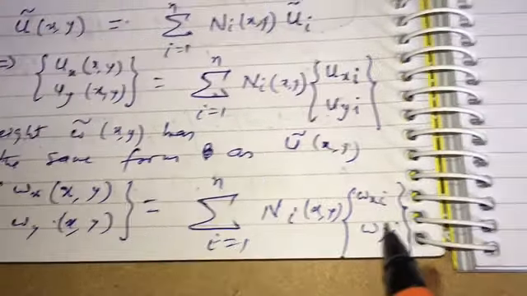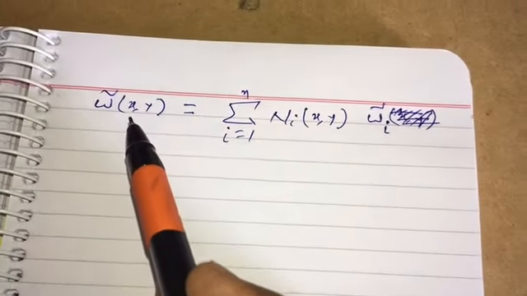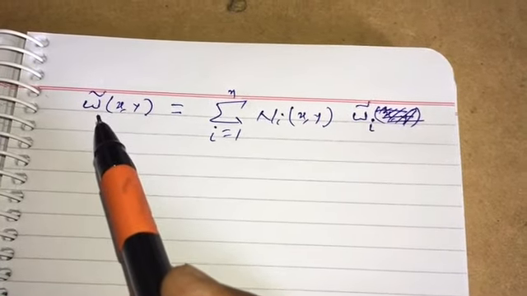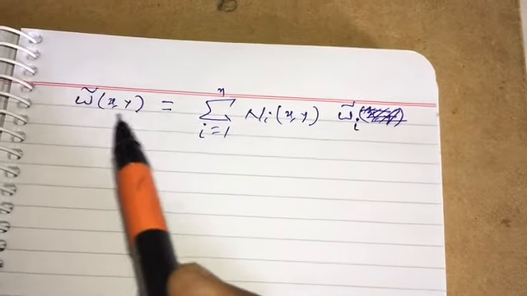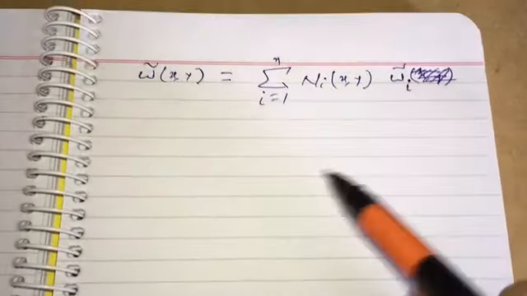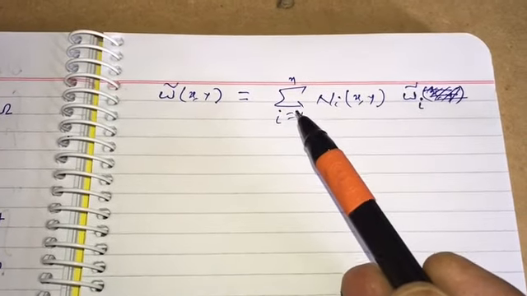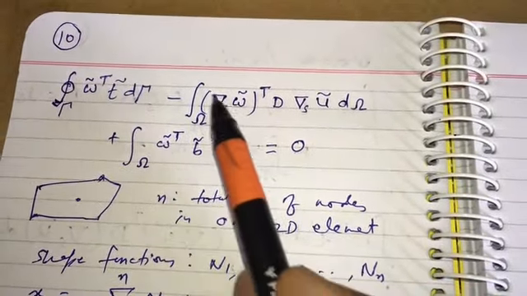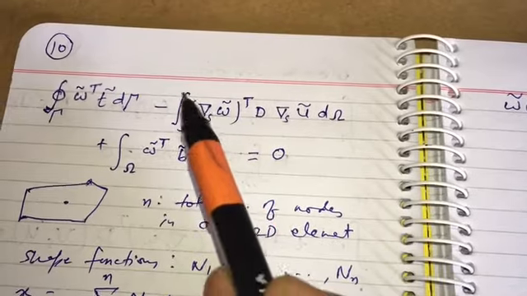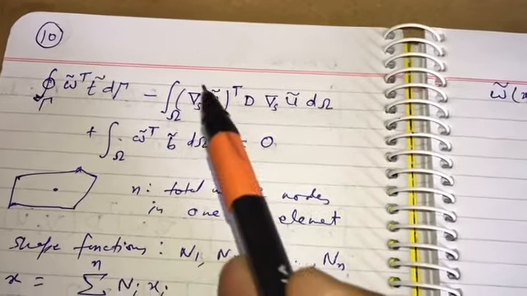So this is the same as this equation, but instead of explicitly expressing w in terms of wx and wy, we are writing only one symbol, which is a vector. So what is next? We are going to put these values of u and w in the original equation of equilibrium, this weak formulation of the equation of equilibrium.